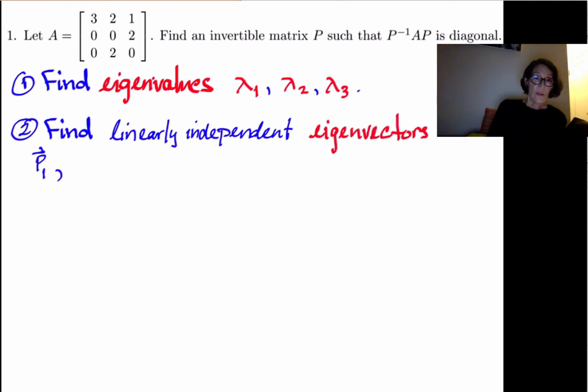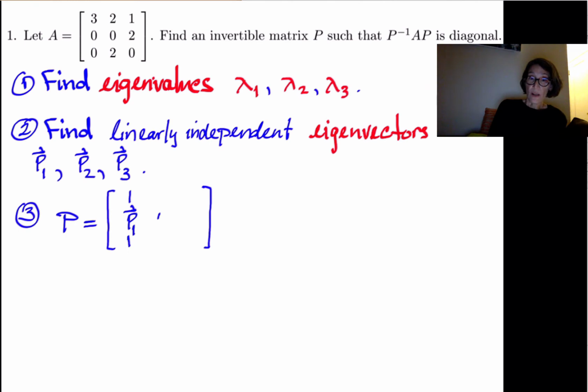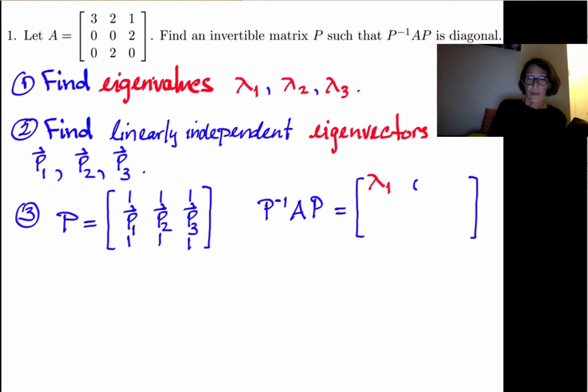Let's call those eigenvectors P1, P2, and P3. Then we'll line those up as the columns of the matrix P that we're looking for. And because those eigenvectors are linearly independent, we know P is an invertible matrix. And then the diagonal matrix P inverse AP will just be the diagonal matrix that has lambda 1, lambda 2, and lambda 3 on the diagonal. All right, so let's do step 1.